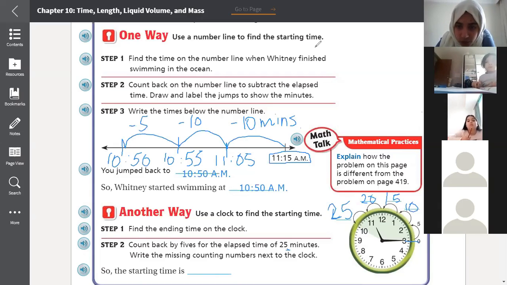So notice here how the time stopped at 10. So imagine the long hand is at 10, which means that it will be 50 minutes, and because it's 50 minutes, we need to subtract the hour by 1. So the hour was 11, and now the hour will be 10 because the long hand went back to 50 minutes.